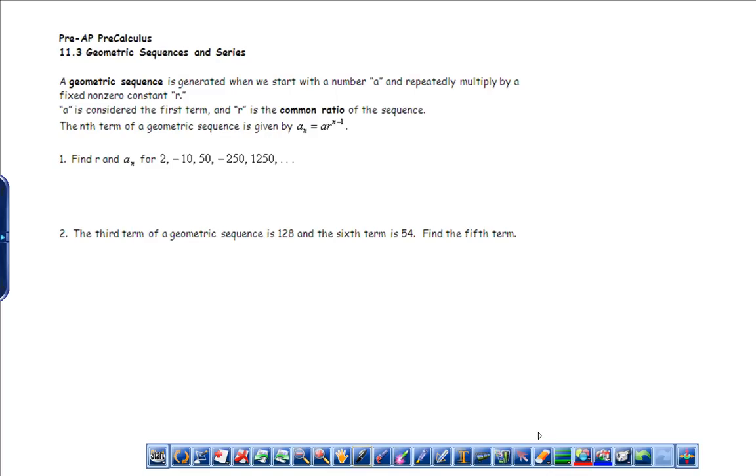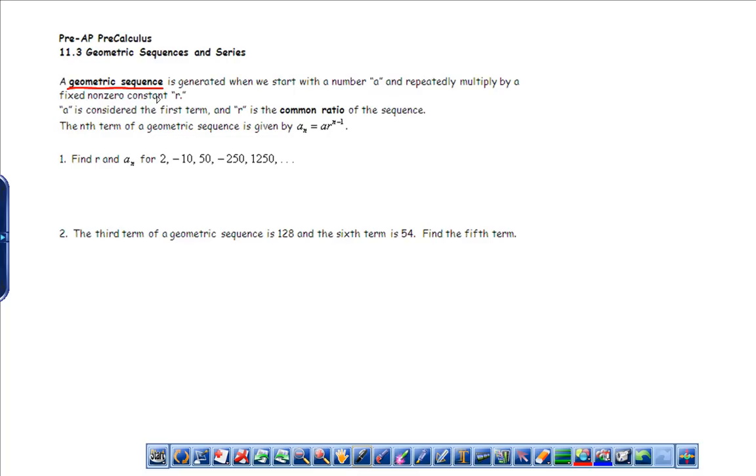Okay, so this is the video lesson for 11.3, Geometric Sequences and Series. We saw in our last video about sequences and series just in general, closed and recursive, and now we're going to talk about a specific one, the geometric sequence.